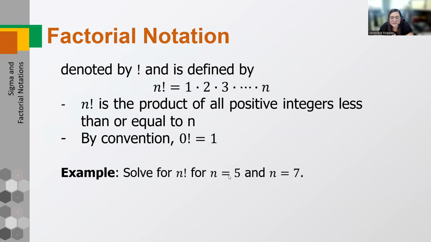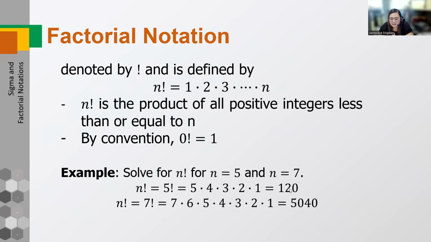For n equal to 5 and n equal to 7. So 5 factorial is 5 times 4 times 3 times 2 times 1, okay, that is equal to 120. And then 7 factorial: 7 times 6 times 5 times 4 times 3 times 2 times 1. So that is 5040. Okay?